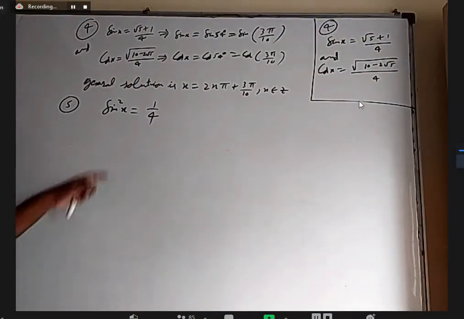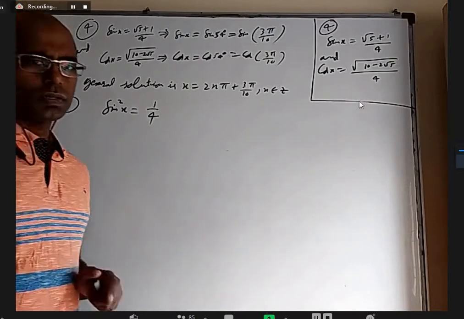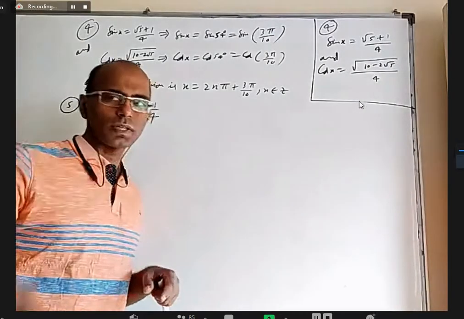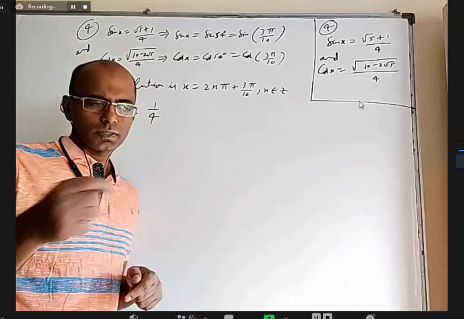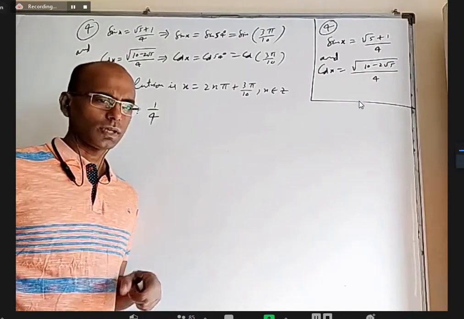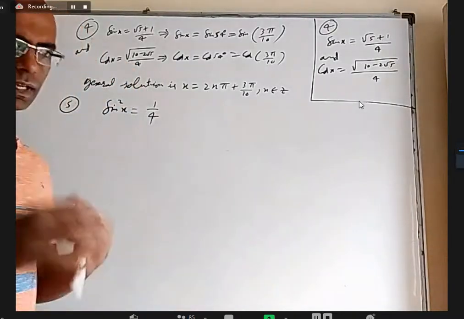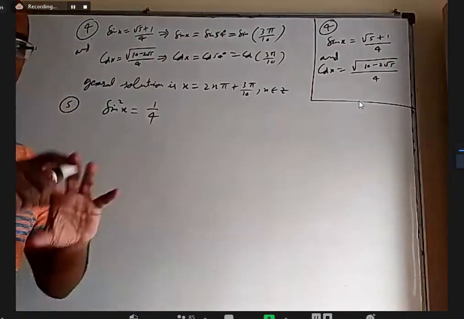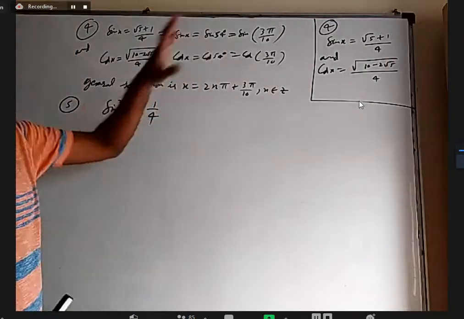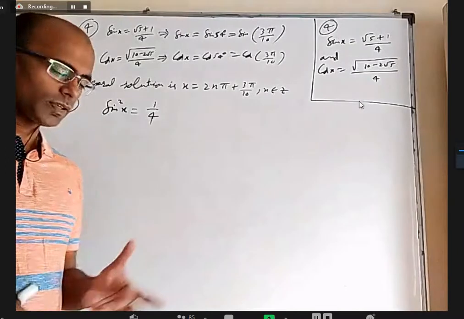Now we are going to do questions based on these three formulas: sin square x equal to sin square alpha, cos square x equal to cos square alpha, tan square x equal to tan square alpha. These are relatively easier, that's why we're doing them first, and there's no confusion. All of them are 3-in-1 formulas basically. So we're doing questions based on 3-in-1 formulas.